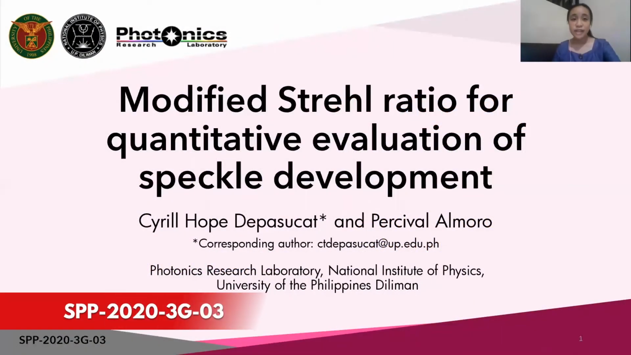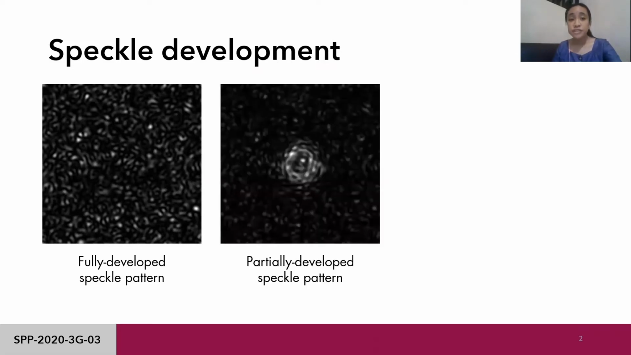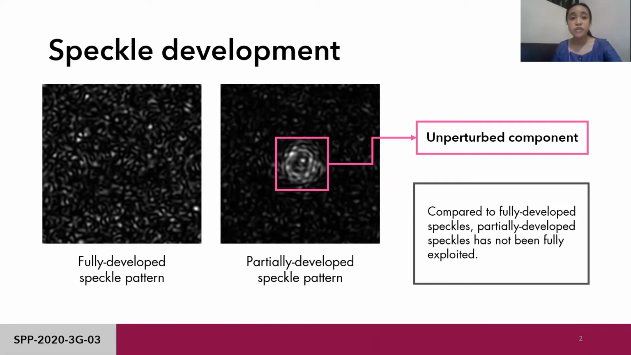Good day, everyone. I am Sarah Pasukat, and I will be presenting our work on a modified Strehl ratio for quantitative evaluation of speckle development. Fully developed speckled patterns are observed when a rough object causes an incident coherent light to form a random intensity distribution. Partially developed speckled patterns, however, contain an additional unperturbed component to the scattering. Although partially developed speckles have theoretical and practical importance, they are not fully exploited because there are limited suitable diffusers.